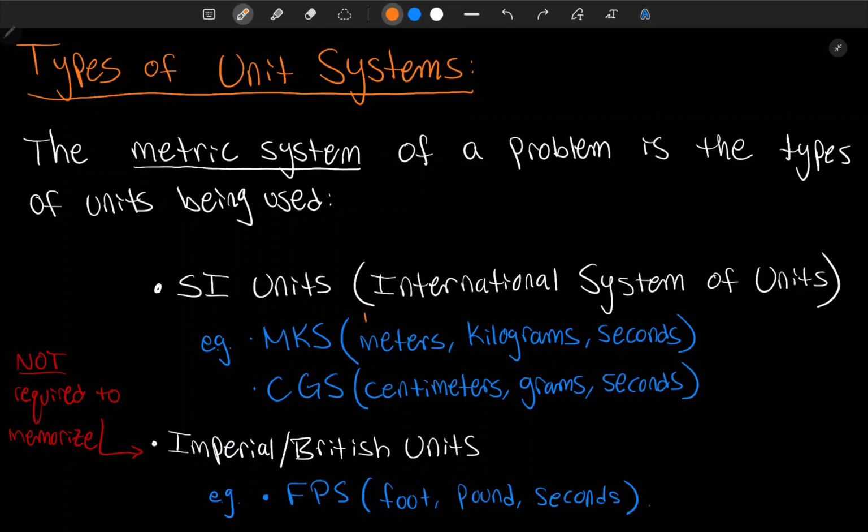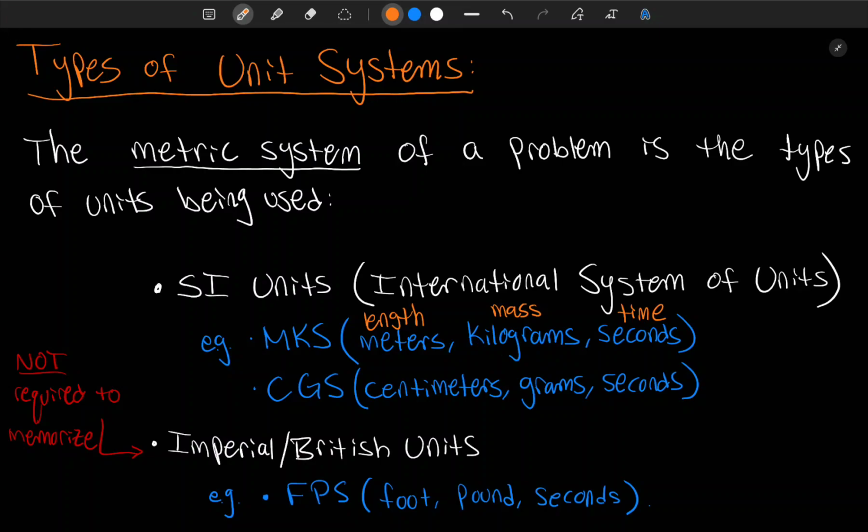So meters measure length here, kilograms measure a mass, and seconds measure time. But meters can be rather large if we're measuring something small. Say, for example, if we're measuring a paperclip, then meters will be far too big. And kilograms will be too big if we're measuring the mass of a paperclip.